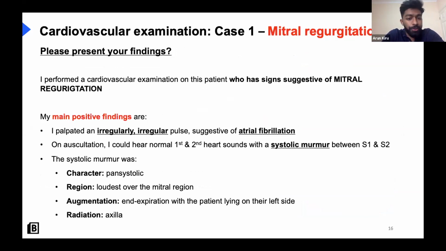And then on auscultation, I could hear normal first and second heart sounds. For example, there are no metallic heart sounds to suggest a metallic valve, with a systolic murmur between S1 and S2. So you've identified that as a systolic murmur. Now you're going to describe the murmur. The systolic murmur was a pansystolic murmur, so it lasts the entire duration. It was heard loudest over the mitral region. It was augmented with 2 maneuvers: on end expiration, with the patient lying on their left side. That just brings the heart closer to the front of the chest. And it radiates to the axilla. So those are all features of mitral regurgitation.